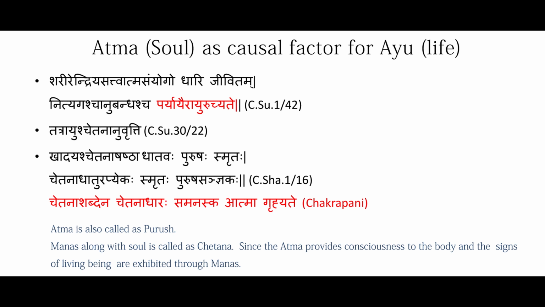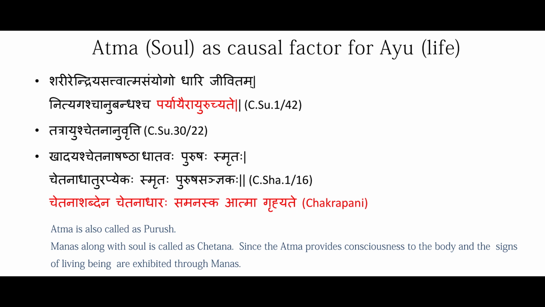Khadayas Chetana Shashtha Dhatavah Purusha Smrita. Kha Adi means the Panchamahabhuta, and Chetana. The Panchamahabhuta and Chetana combinedly are called Shad Dhatu Purusha. Purusha means the human body here. So this is an important component of the human body along with the Panchamahabhuta. Chetana Dhatu Apeksha Smrita Purusha Sangyaka. It is also called Chetana Dhatu since it is responsible for consciousness, and this Atma is also called Purusha. Purusha and Chetana are synonyms for Atma.